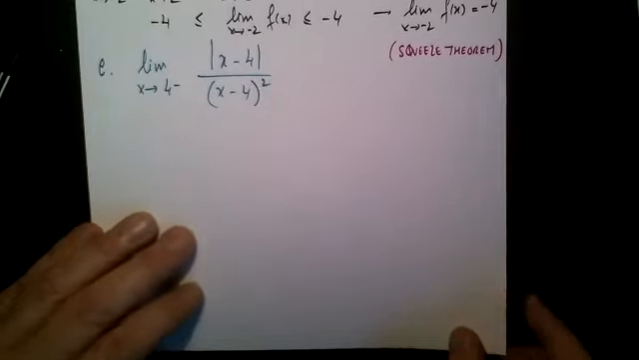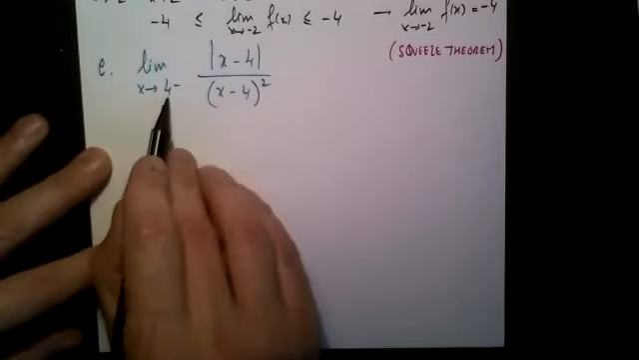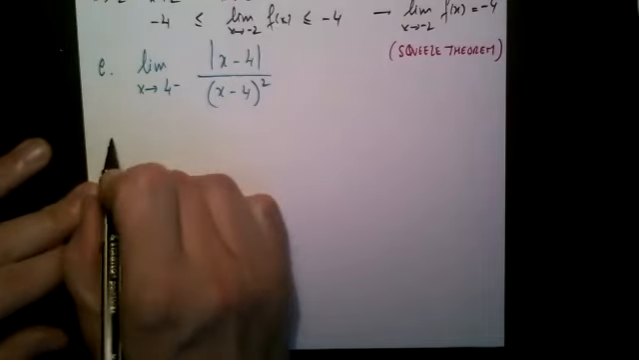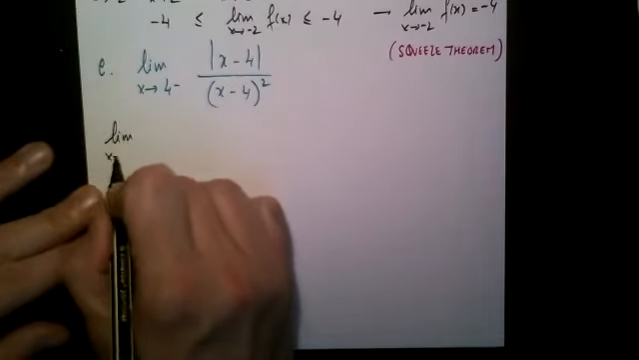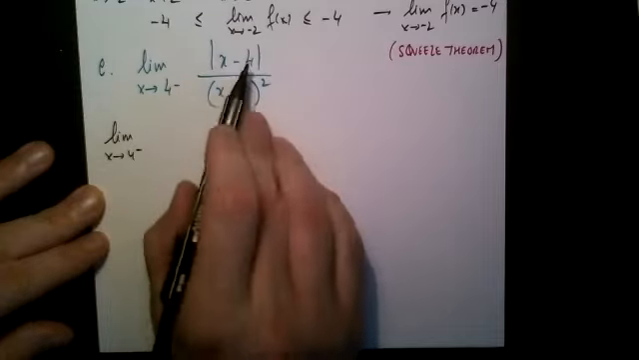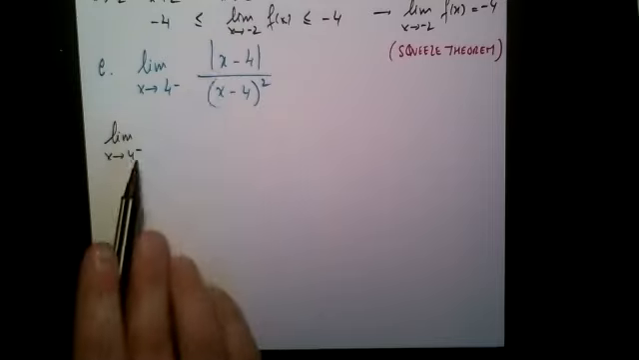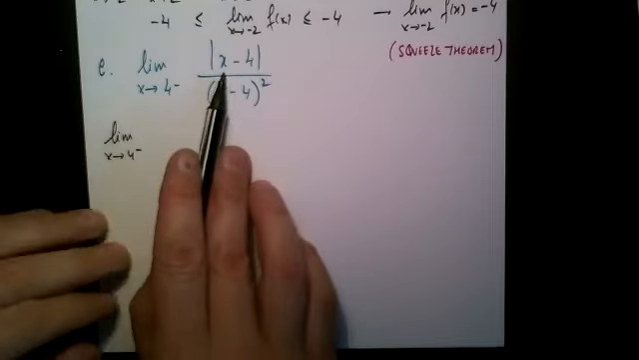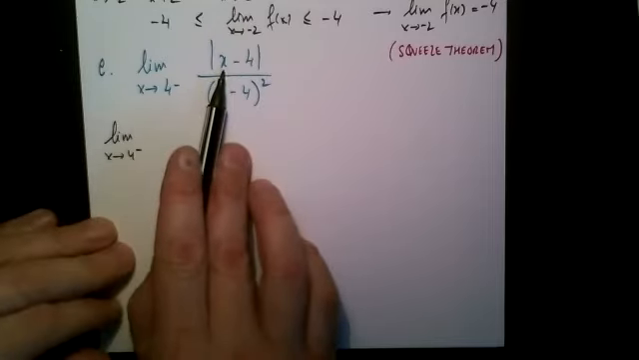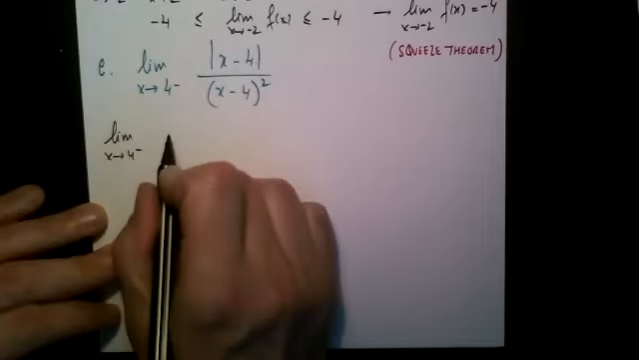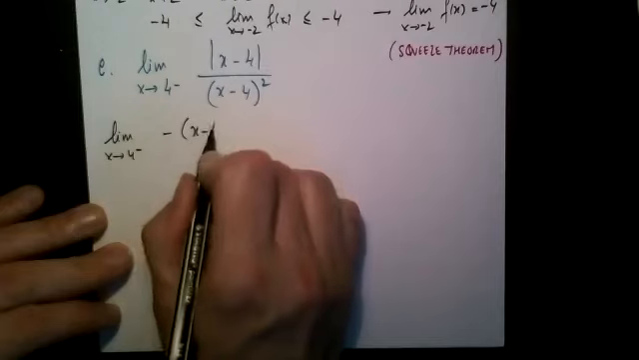Okay, the second one here. So x approaches 4 from the left. The limit as x approaches 4 from the left of... So if x is approaching 4 from the left, it means that x is a bit less than 4, which means that x minus 4 is a negative number. And so I could get rid of the absolute value by putting a negative in front.